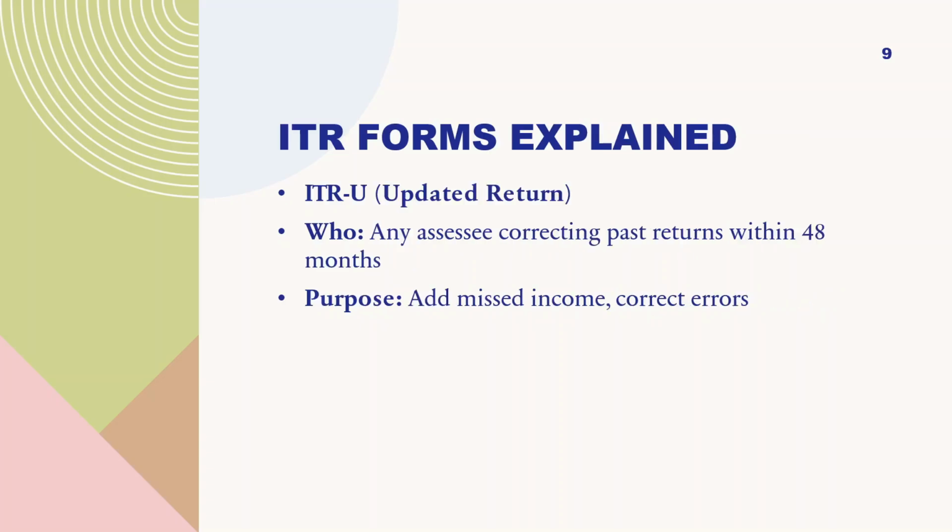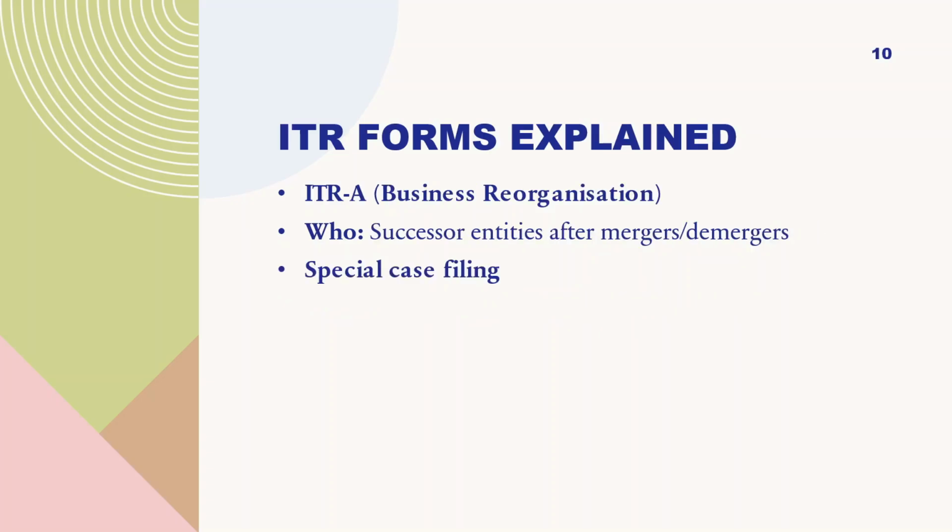Now there is another ITR, which is ITR U. You can update your return only if an assessee wants to correct their past returns within 48 months. Okay, then they can file ITR U. The purpose is that if you have missed any income or if you want to correct errors, then you can file ITR U where you can update it. We can also discuss ITR U in detail in our next video, so you can wait for that once I upload it.